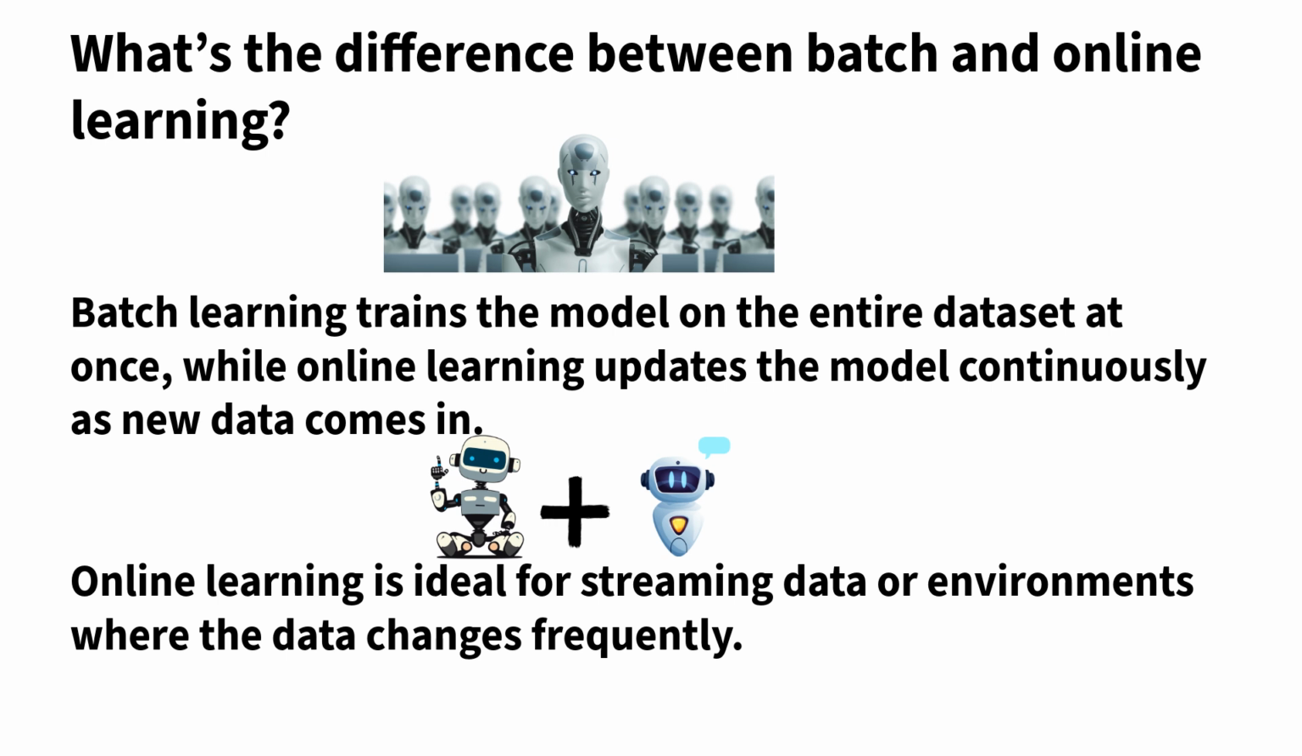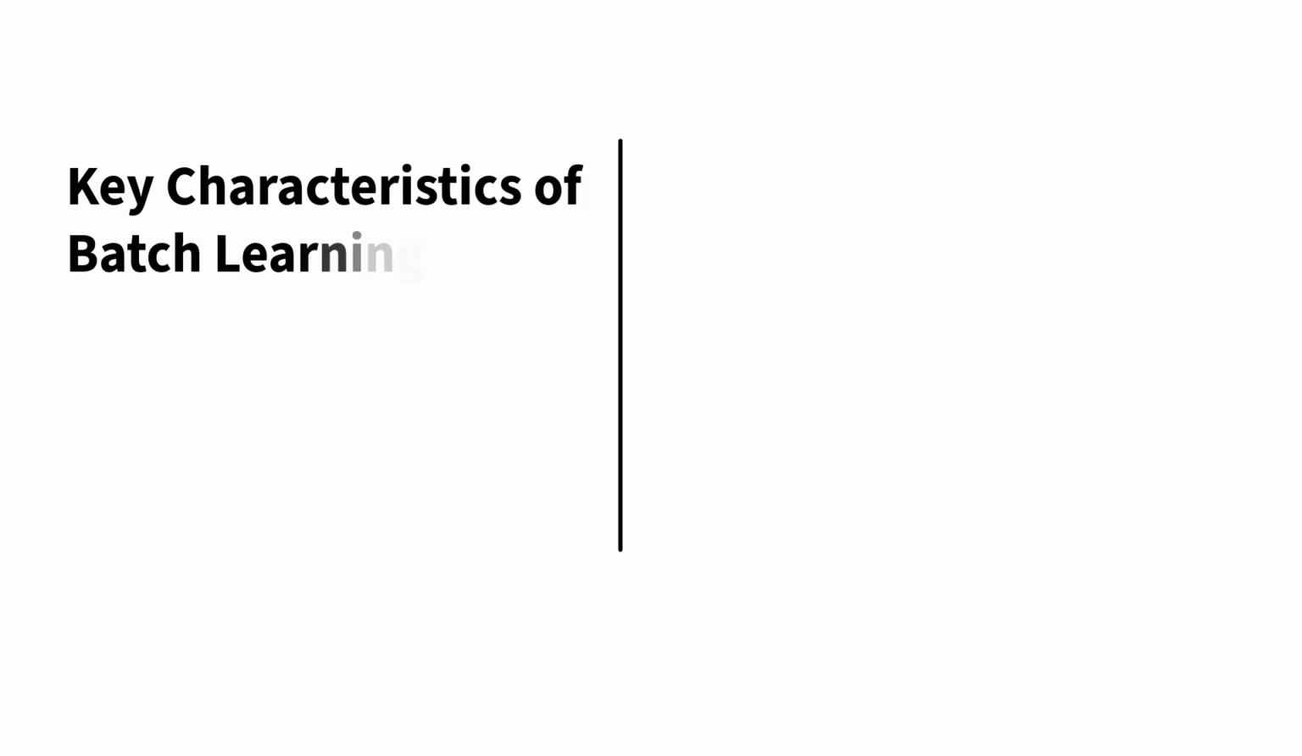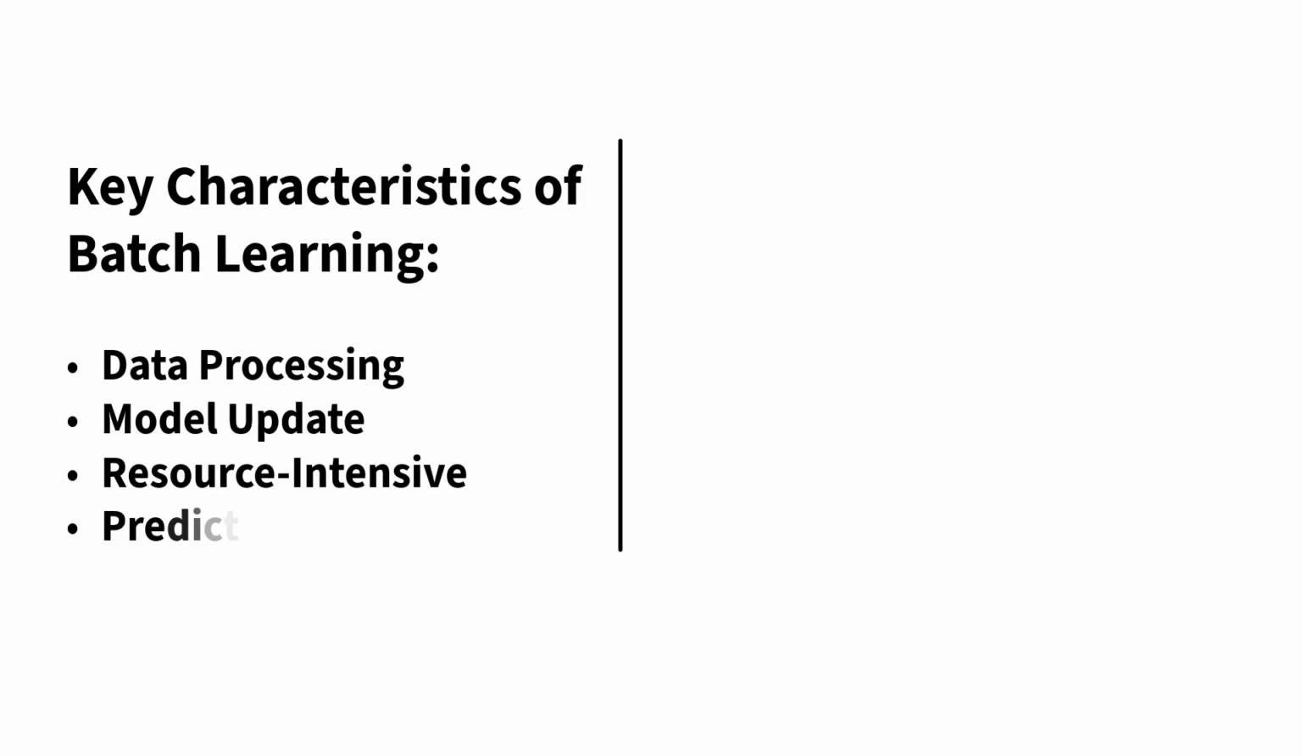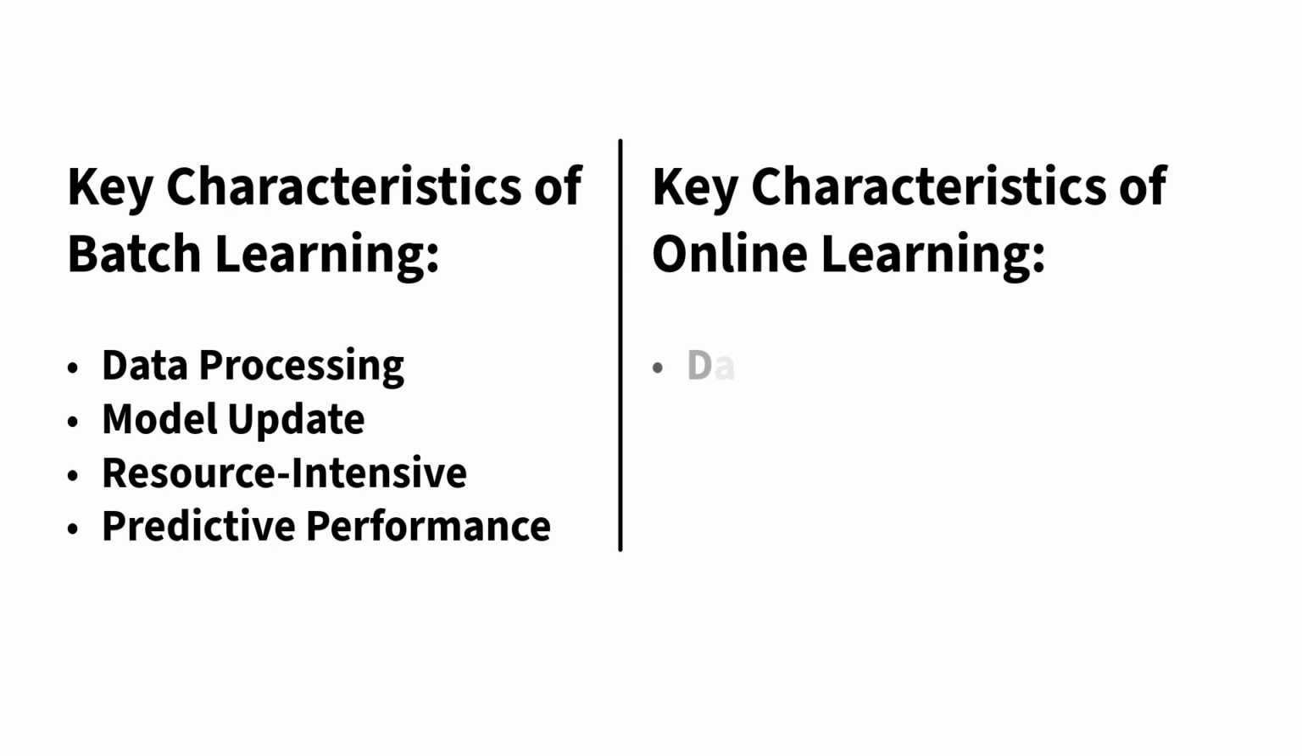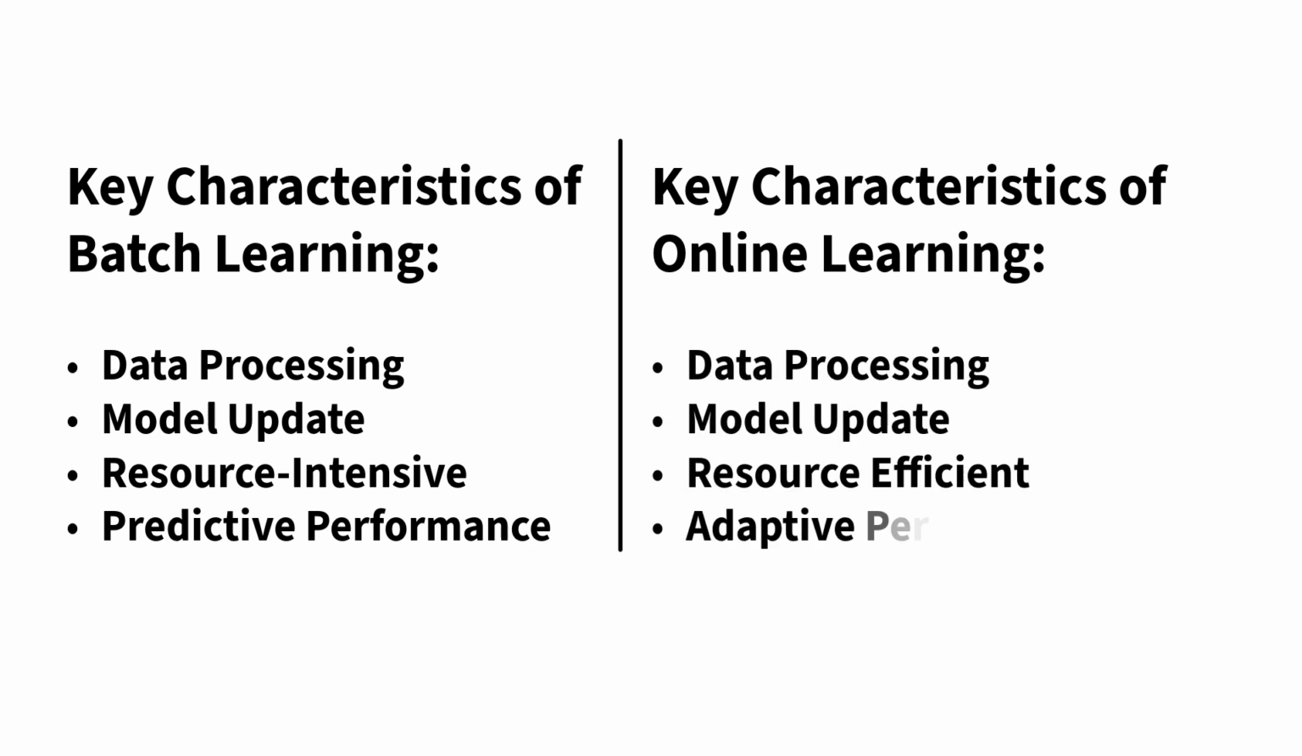I use batch learning for historical analysis, but online learning was critical when building a prototype for real time ad bidding. The key characteristics of batch learning are data processing, model update, resource intensive, and predictive performance. The key characteristics of online learning are data processing, model update, resource efficient, and adaptive performance.